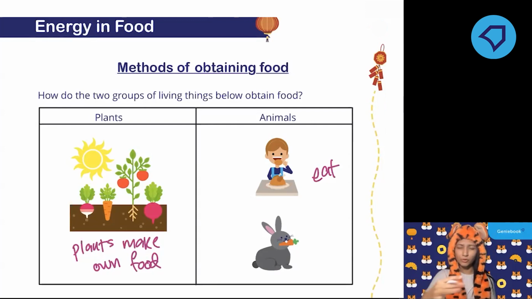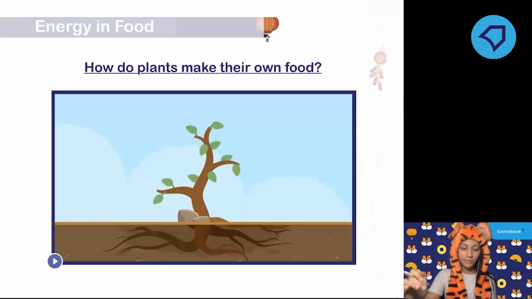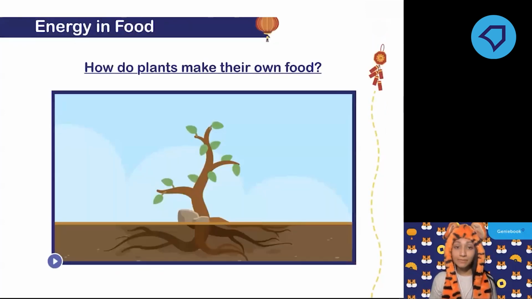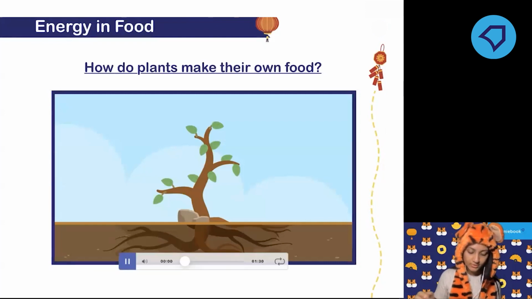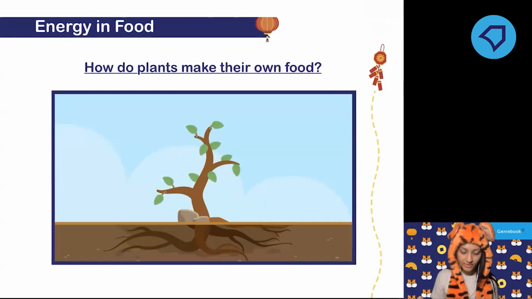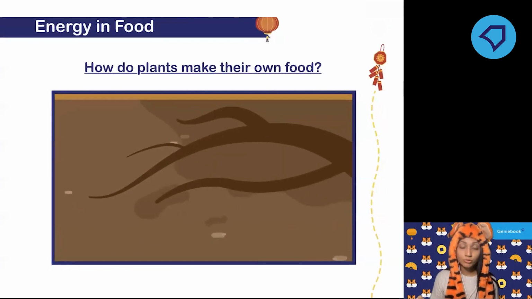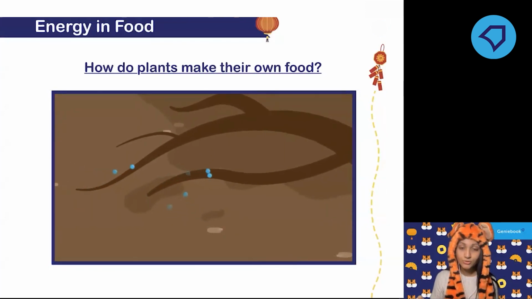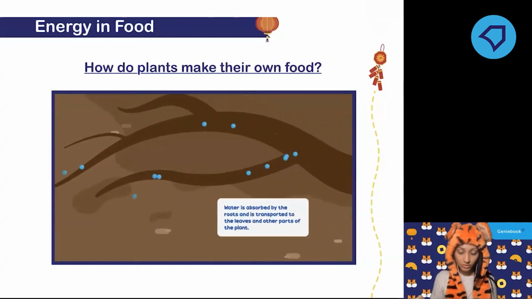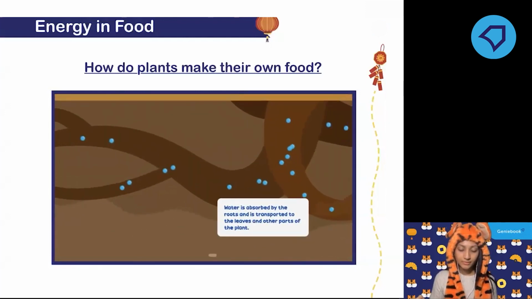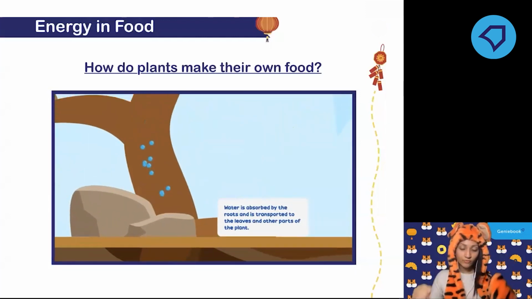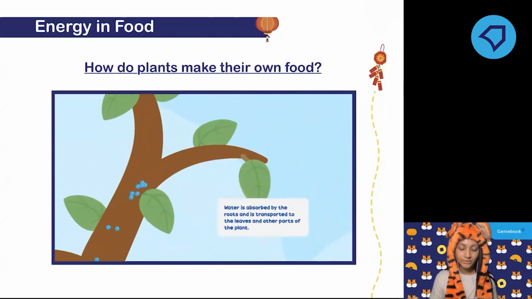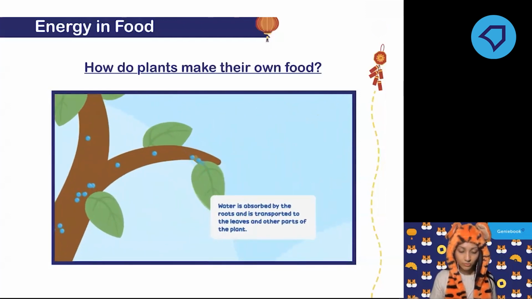So today we're going to look at how plants make use of this green pigment. Let's take a look at this animation together. The story of the plant. You have a tree here with a lot of roots. They zoom in onto the roots, and you see all these blue little particles, which is the water. Water is absorbed by the roots and travels upwards into all parts of the plant, including the leaves.